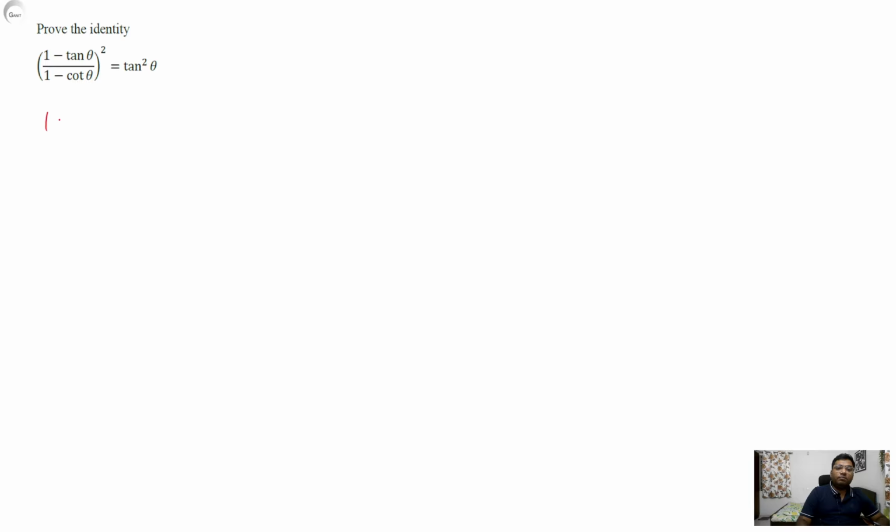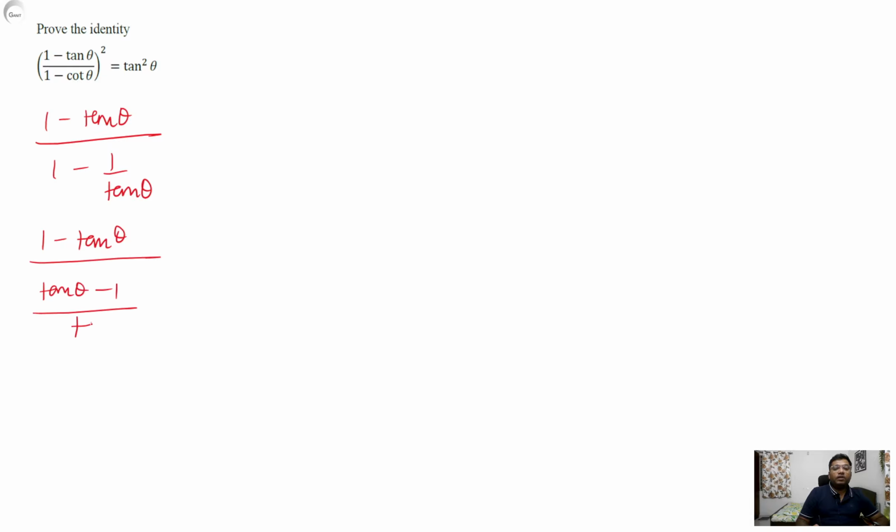So 1 minus tan theta by 1 minus 1 by tan theta, right? So the numerator will be 1 minus tan theta. The denominator will become tan theta minus 1 over tan theta. So when you have this, what happens usually is the tan theta will go up. So it will become tan theta times 1 minus tan theta over tan theta minus 1.